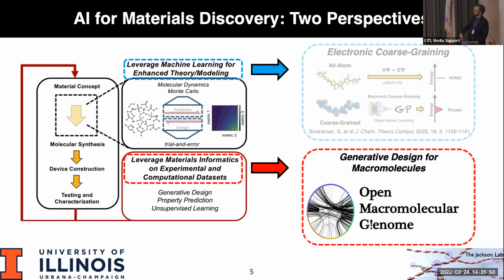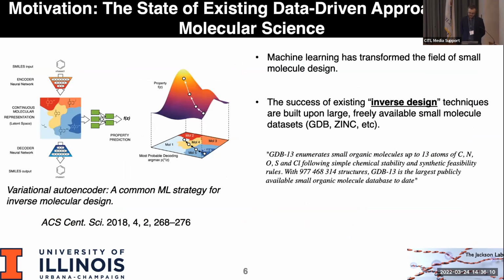How do you leverage the information that you have and the data sets that exist to facilitate that loop that used to be Edisonian, that you now want to make as systematic and mathematically and quantitative as you possibly can. And the thing I'm going to talk about today is called the open macromolecular genome. So let's get into that.